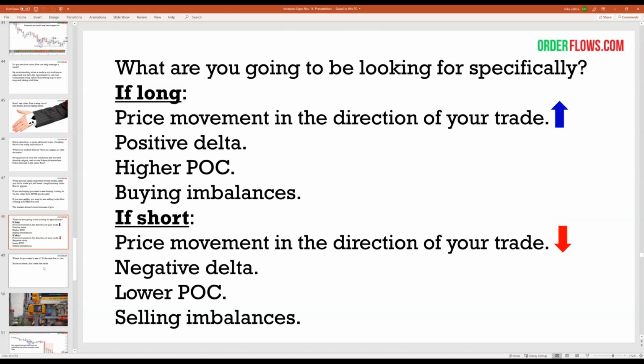If you're short, the first thing you're going to look for, obviously, is price movement in the direction of your trade. You want the market to be moving down, not up, if you're short. Negative delta. You're going to want to see aggressive sellers. You're going to see a lower point of control. You're going to want to see the value area of the bars migrating lower. And you want to see selling imbalances, right? You want to see aggressive sellers coming in and taking out price levels.